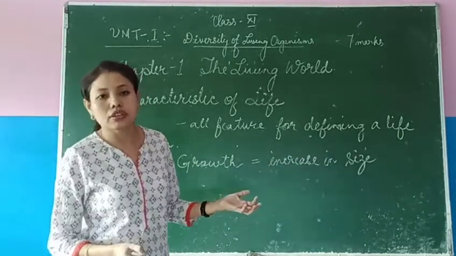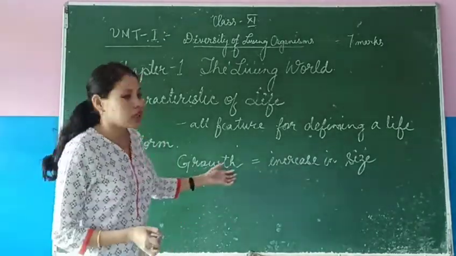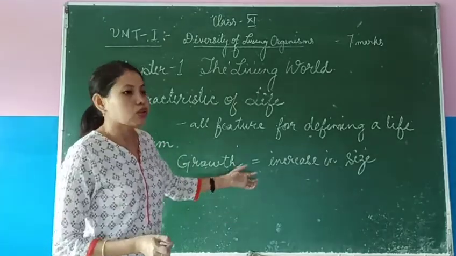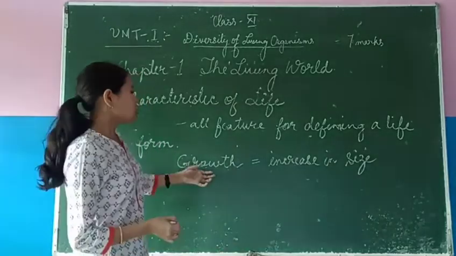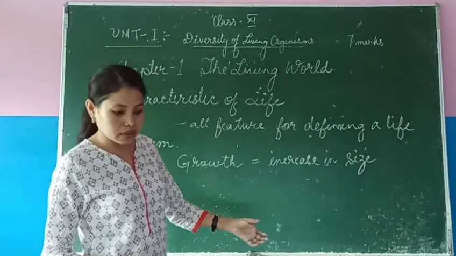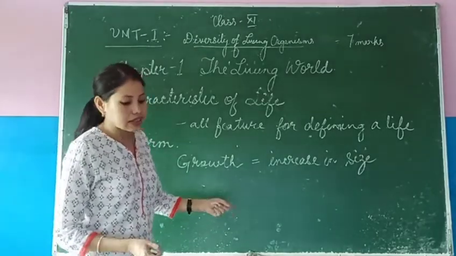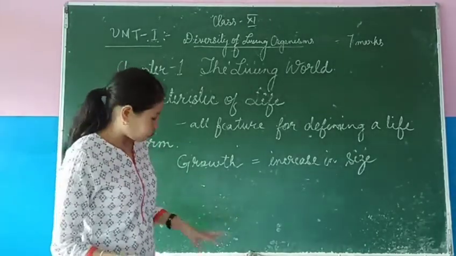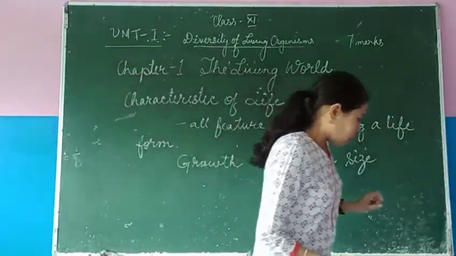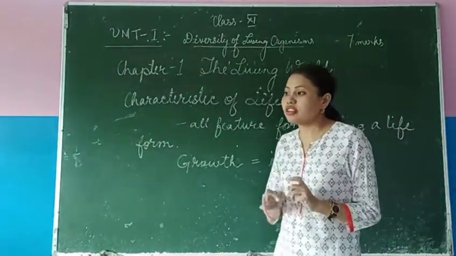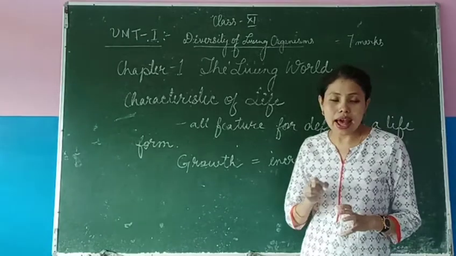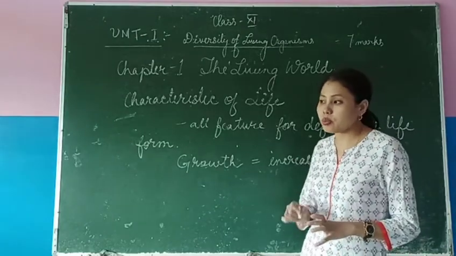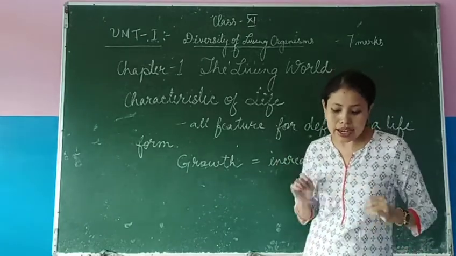Obviously, there will be a differentiation between the growth in animals and the growth in plants, as well as growth between living and non-living. So let's discuss growth as a whole. When we look at growth in terms of living organisms, we see that growth occurs in a proportional way.